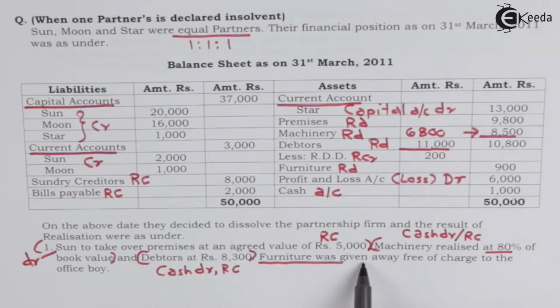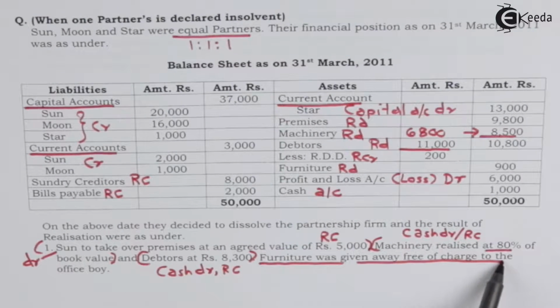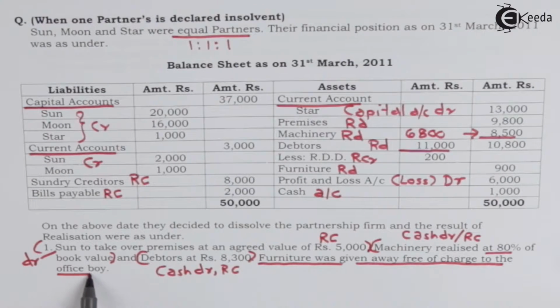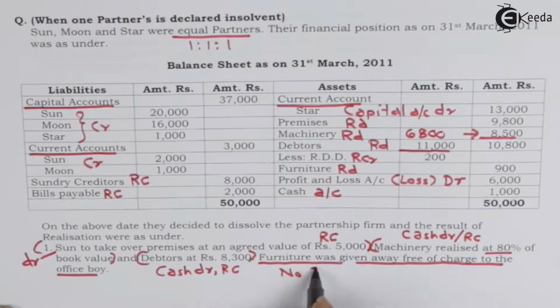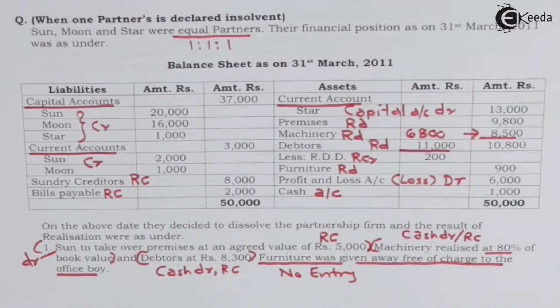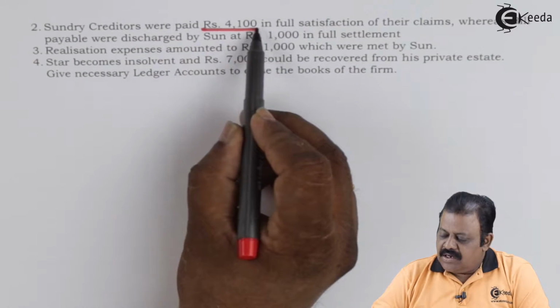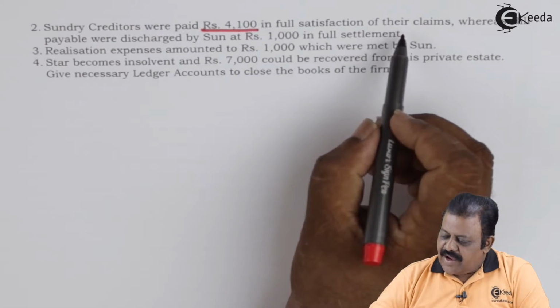Furniture was given away free of charge to the office boy. Here we have not realized anything. Here we have not received any cash. This is like a gift given by the firm to the office boy. So there will be no entry for this. Sundry creditors were paid rupees 4,100 in full satisfaction of their claims.